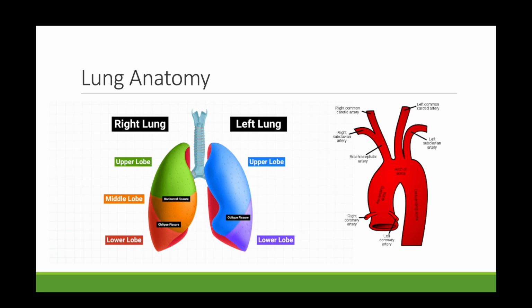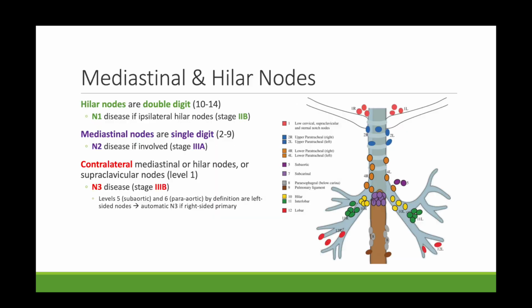So we have 3 branches off the aortic arch. The first is the brachiocephalic artery, which gives rise to the right common carotid artery and the right subclavian artery. The left carotid artery and the left subclavian artery directly come off the arch of the aorta. When we're looking at CT scans and evaluating lung cancers, these are some of the common anatomy questions that may come up. The other very important anatomic consideration is our mediastinal and our hilar nodes.